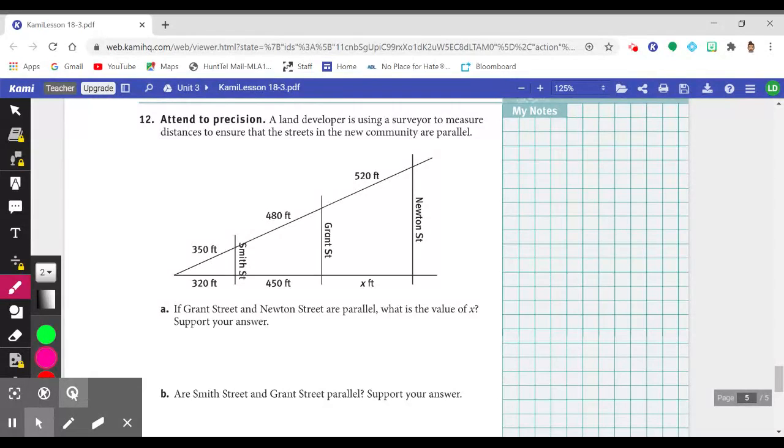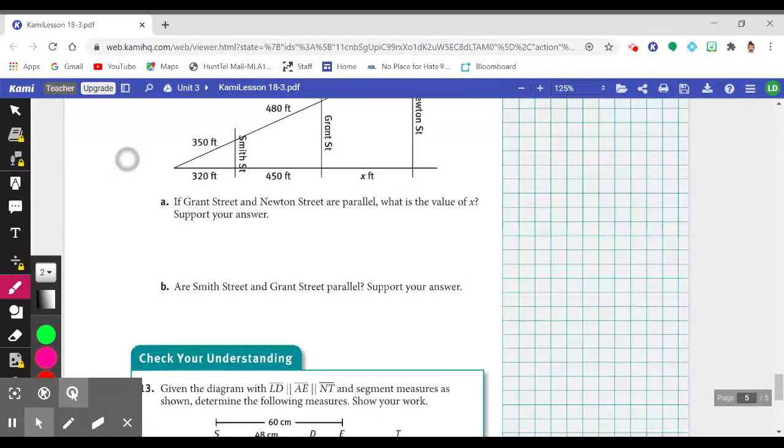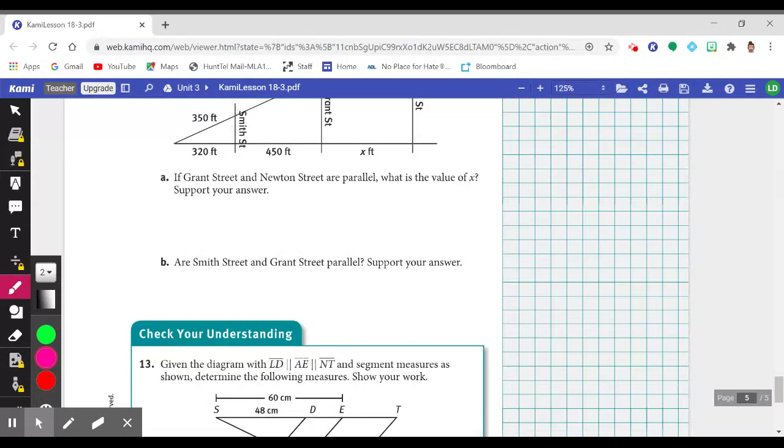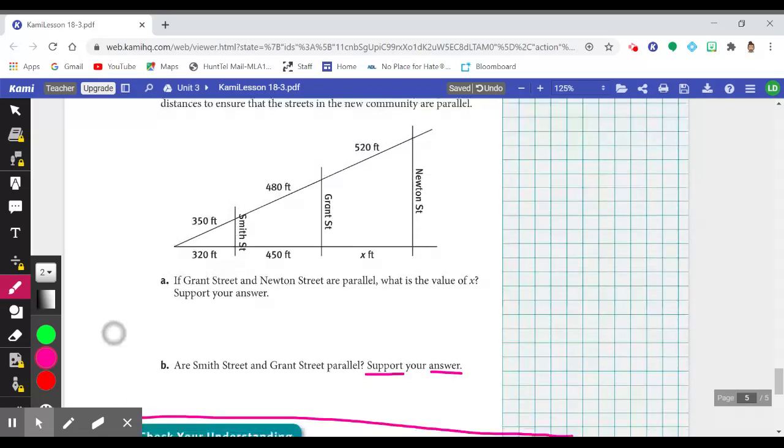Notice what A has asked us to do. It says if Grant Street and Newton Street are parallel, what's the value of X? And then B, we're tasked to determine are the streets parallel. So we're going to use the converse here. So if you would, draw a line under part B. We're going to chunk these two together, and feel free to use the My Notes section. I probably will. And make sure you support your answer on item B before playing through the video.